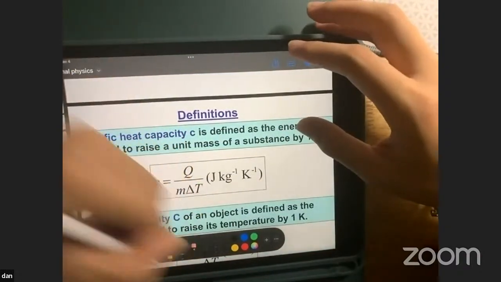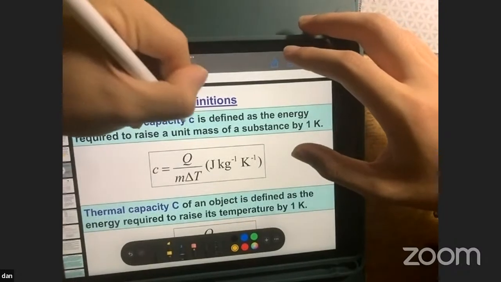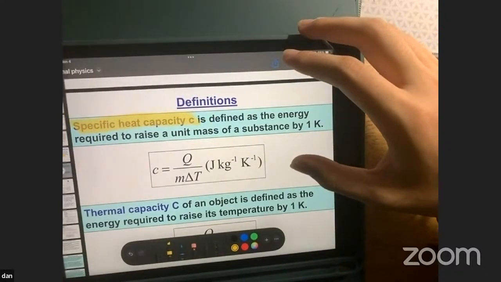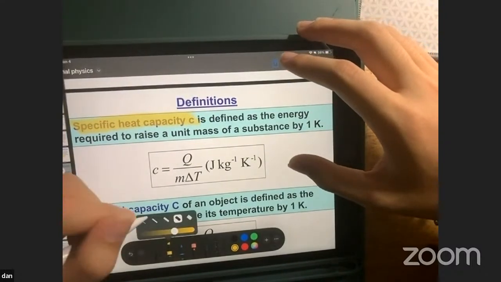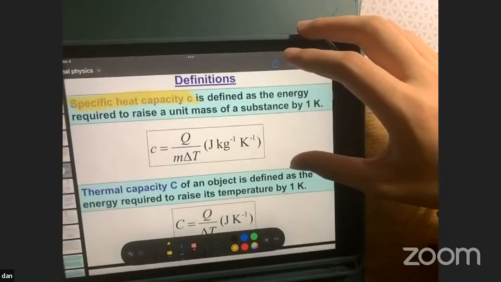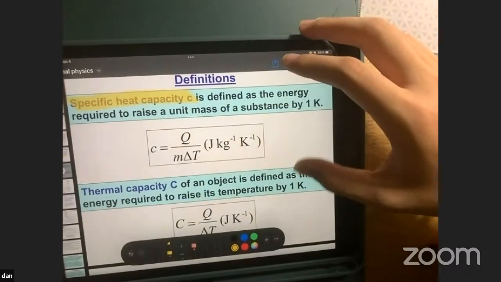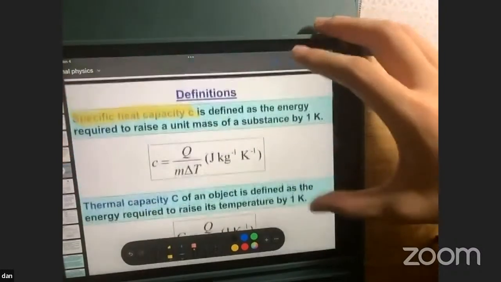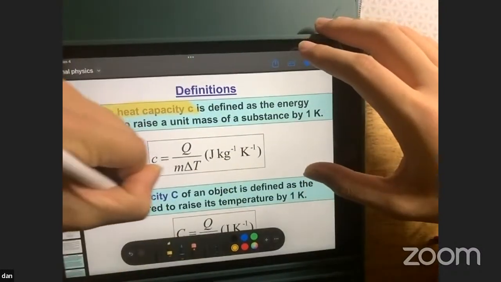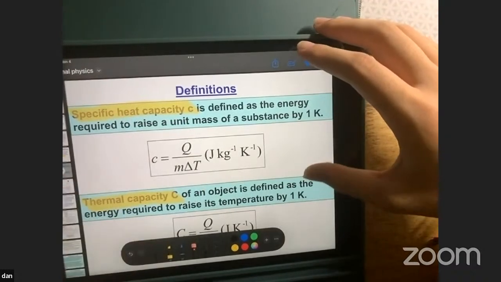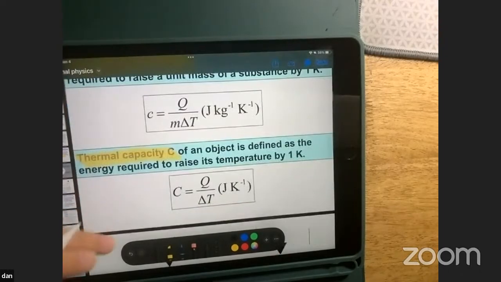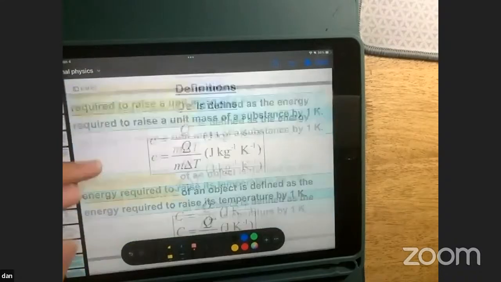Definitions. Specific capacity. We're preparing for an exam, and yet he's teaching something else. Defined as the energy required to raise a unit mass of substance by 1 K. Thermal capacity. So they'll probably test the difference between these two, right? Is that a possible question? Difference between specific capacity and thermal capacity. Of course, that can happen.